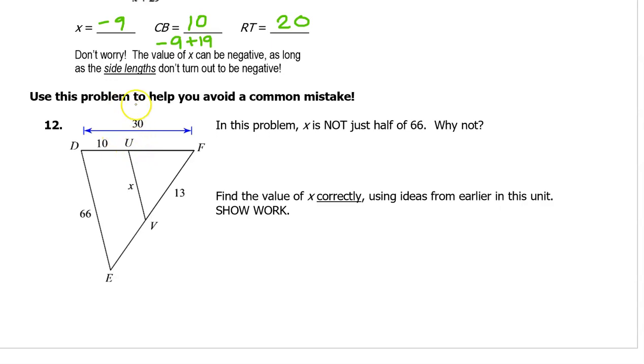You can tell because if this was a midsegment, then U would be a midpoint. So I have the 10 on the left, so I would have 10 on the right. But that would give me a total of 20, not 30. In fact, if DU is 10, I know that UF has to be 20. That's the only way the total will be 30. So right away you can see that U is not a midpoint. So this is not a midsegment, so we have to do something different.